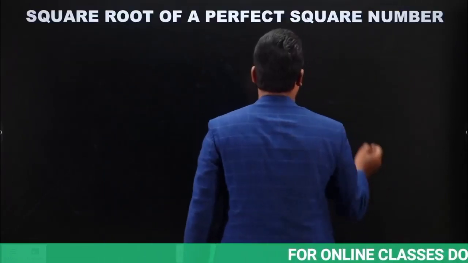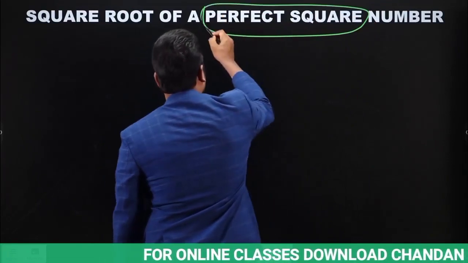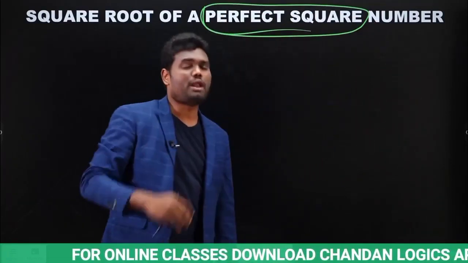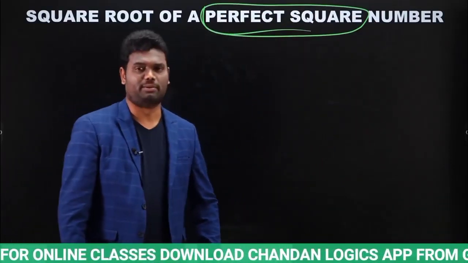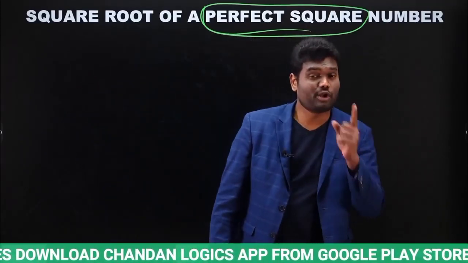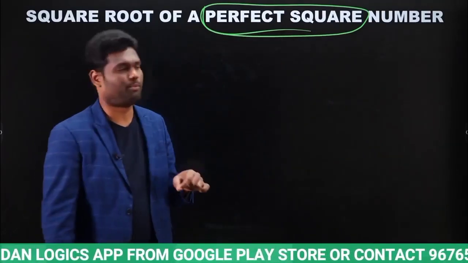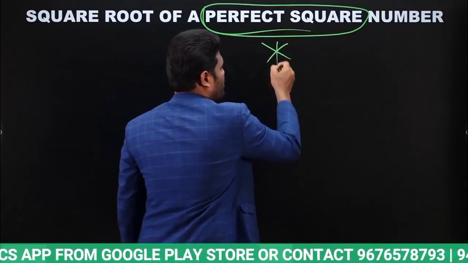Okay. Whatever technique we are going to discuss is applicable only if the number is a perfect square. If the number is a non-perfect square, this technique is not applicable. How to calculate for a non-perfect square, we'll discuss later. But from a competitive examination point of view, how to calculate a perfect square is important. And this is very, very, very important.